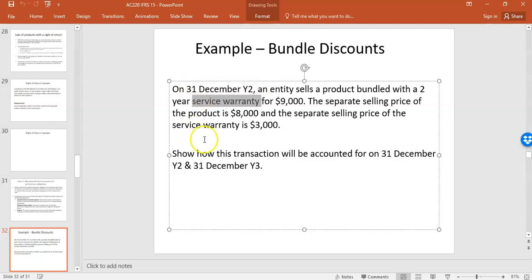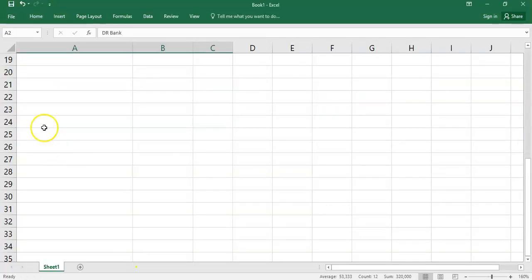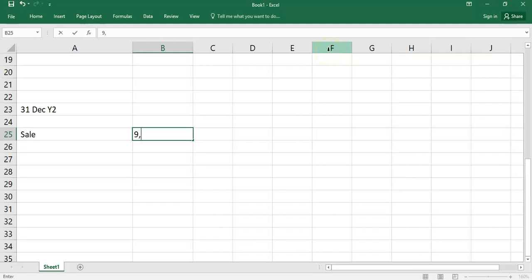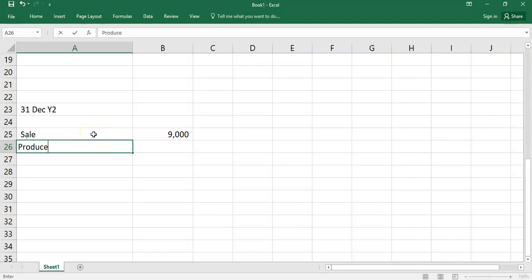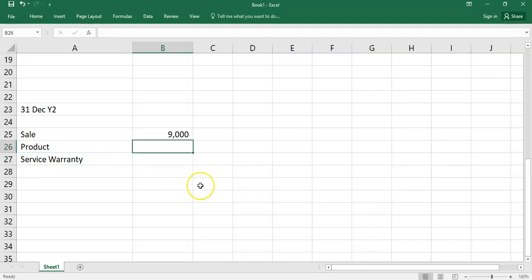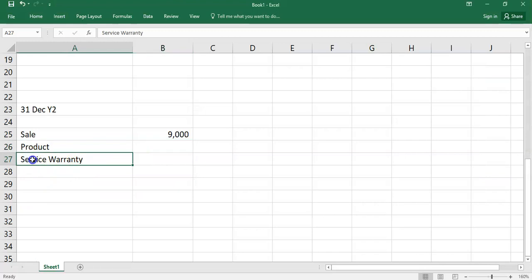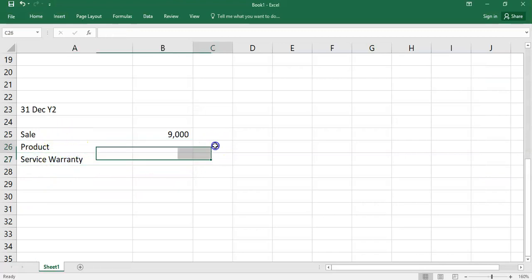So how you do this, the first thing we look at is the date of transaction when we sold the product at the 31st December. So if we come down here at the 31st December, year 2, you made a sale for 9,000. Right? But in that was the product and then the service warranty. We'll come back to warranties a bit later. So we need to figure out what portion of that 9,000 is allocated to the product, because this is the step we're on, allocating out. What portion of the bundle is allocated to the service warranty. And you do that by looking at the standalone prices.